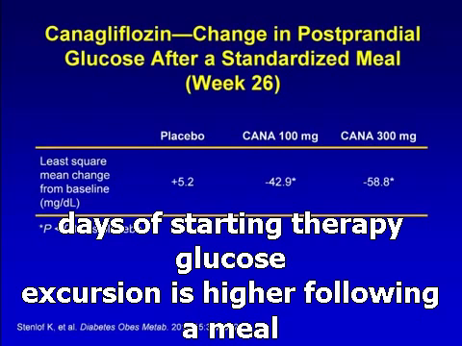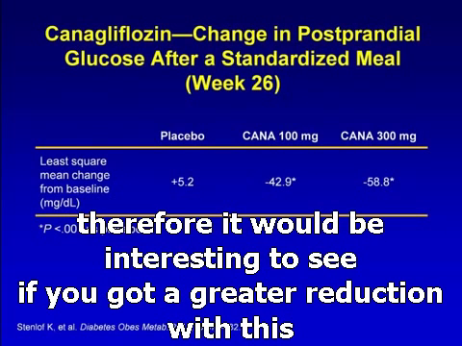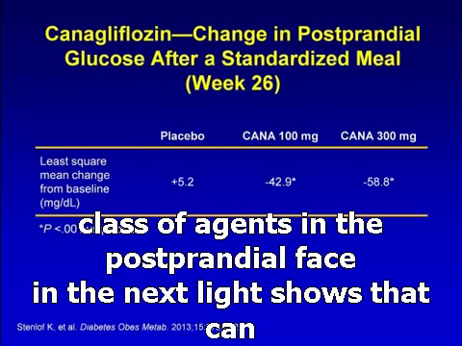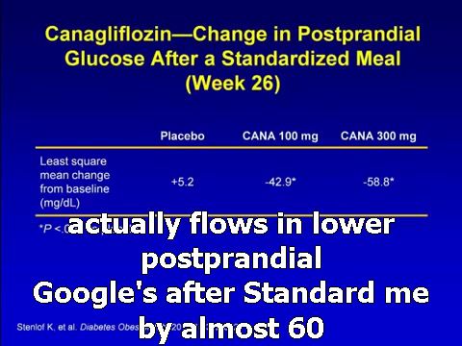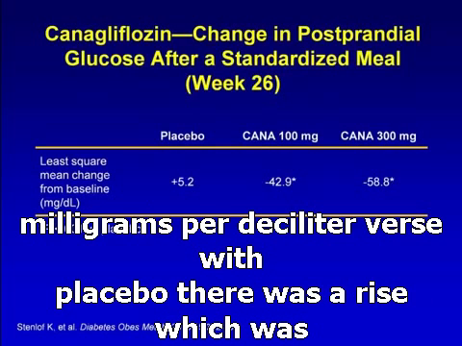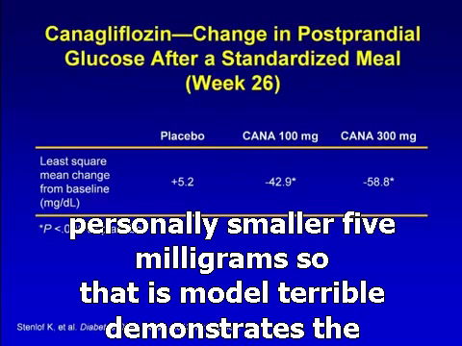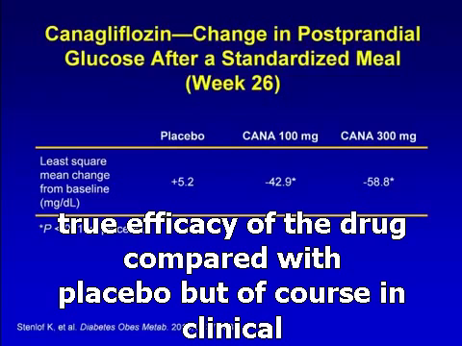Glucose excursion is higher following a meal, and therefore it would be interesting to see if you got a greater reduction with this class of agent in the postprandial phase. The next slide shows that canagliflozin lowered postprandial glucose after a standard meal by almost 60 milligrams per deciliter, whereas with placebo there was a rise, which was only relatively small, of 5 milligrams. So that is monotherapy. It demonstrates the true efficacy of the drug compared to placebo.